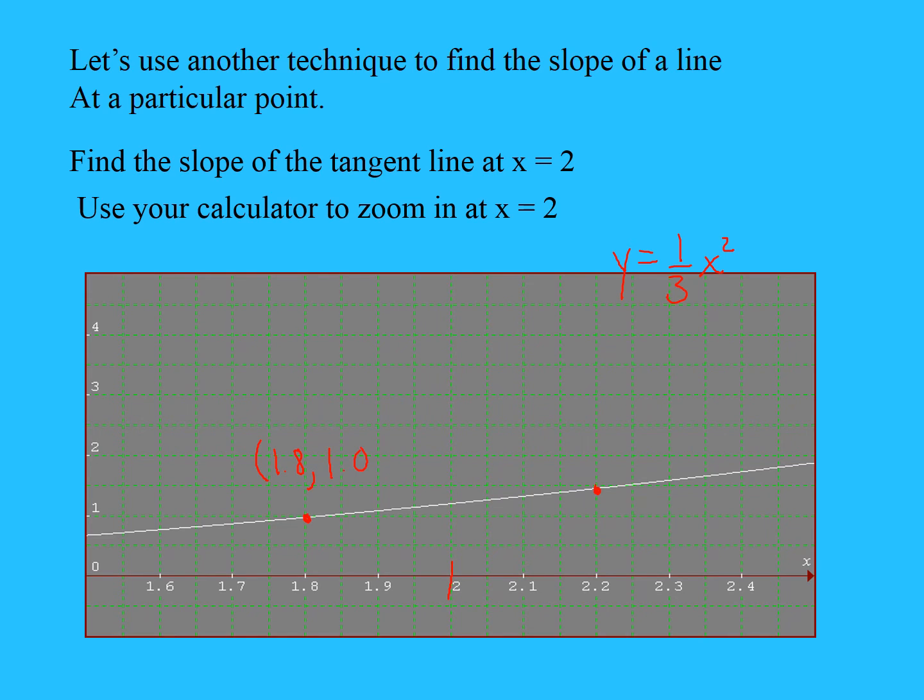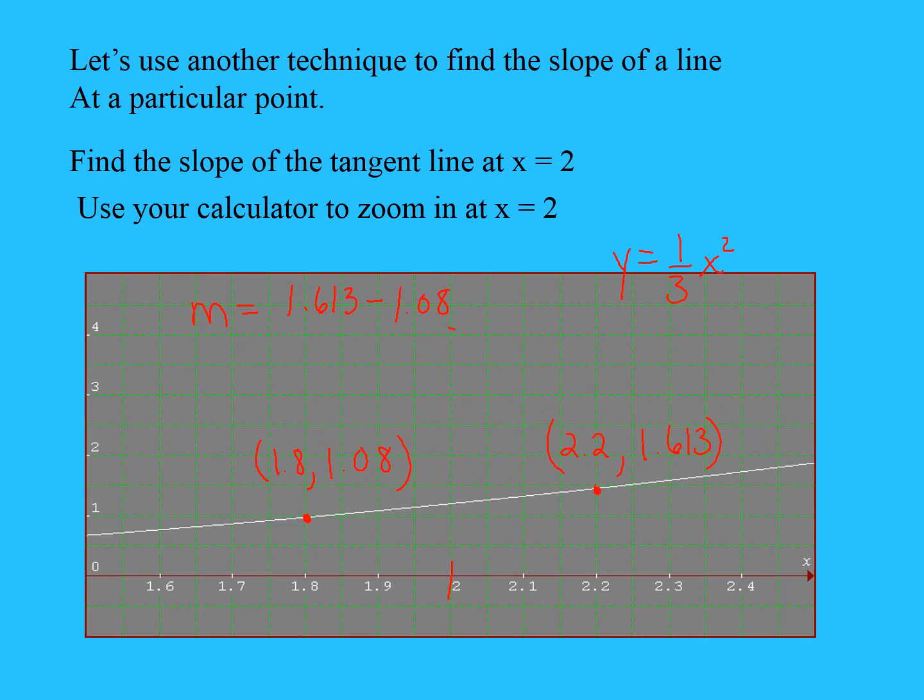Looking at my y-axis, I realize that the function that we are using is not 4/3 x squared, but it is going to be 1/3 x squared. So this would be 1/3 x squared. So the associated y value would be 1.08. And here at 2.2, we would have an associated value of 1.613.